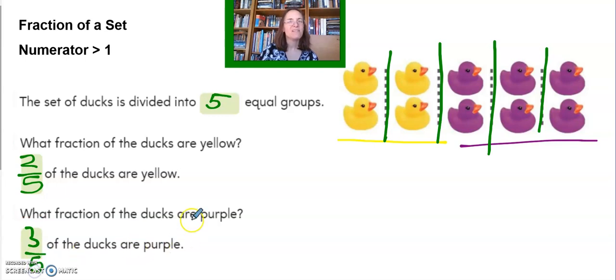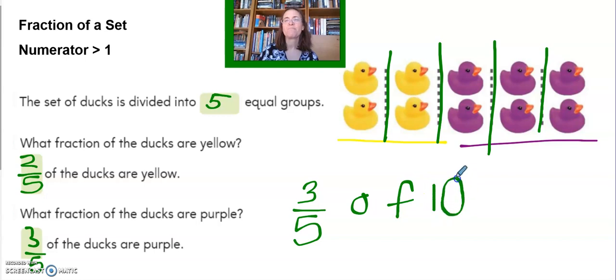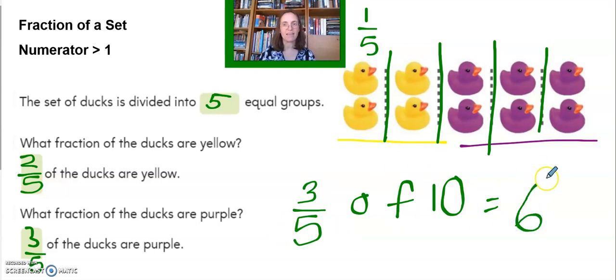But now, they might ask the question, what is 3/5 of 10? See, that's where we get beyond the unit fraction. So if I'm looking at this, I consider the fifths. 1/5 equals 2. But I get 3 of them. So what is 3 times 2? Well, 3 times 2 equals 6. And so 3/5 of 10 equals 6. You can see I have 6 purple ducks right there.